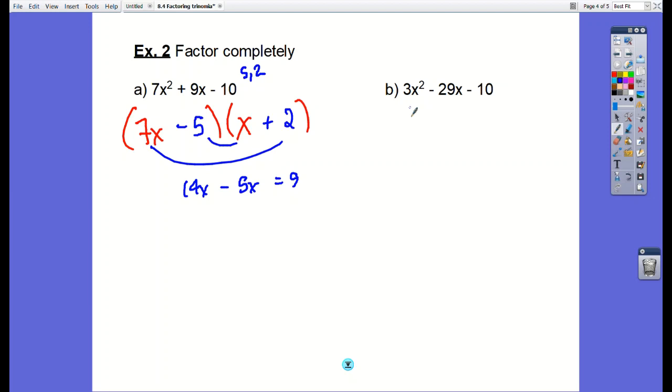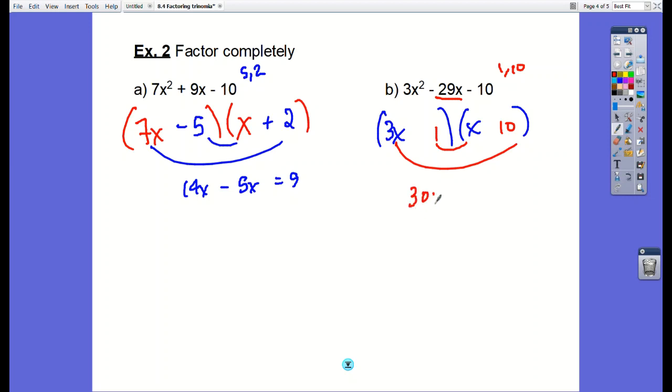Abigail, go ahead. You take 3x and x and put them in each of the parentheses. And then I found that 1 and 10 work, and because 29 is a big number, I thought 10 should go by 3 and 1. And then I made the 10 negative because negative 30 plus 1 is 29. Awesome, thank you.